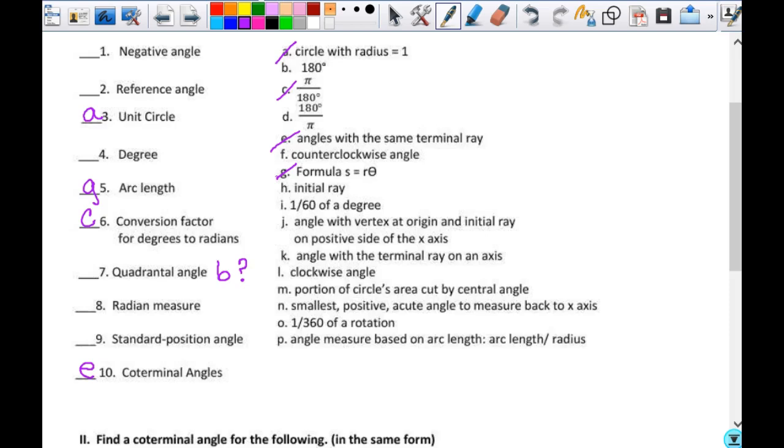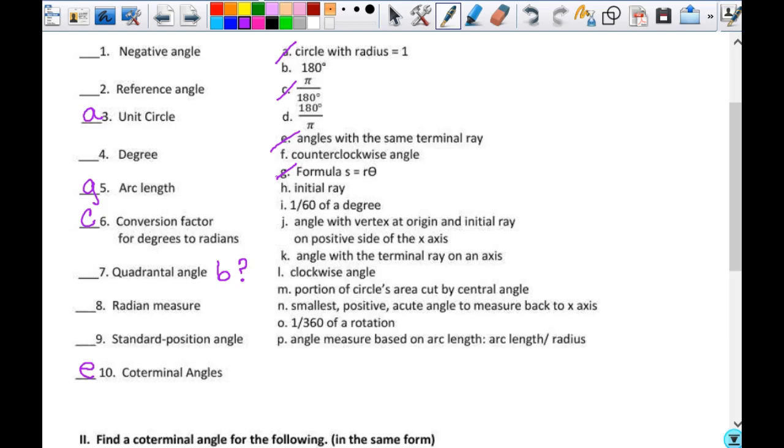And initial ray, well, it's not negative angle, reference angle, degree, arc length, quadrantal, radian, standard position. I mean, a standard position angle and a quadrantal angle both have an initial ray, but that doesn't really fit that. I don't think I'm using H. 1/60th of a degree. Remember, you can have degrees, minutes, seconds. So 1/60th of a degree is a minute. Minute is not one of my choices. Don't think I'm using I.